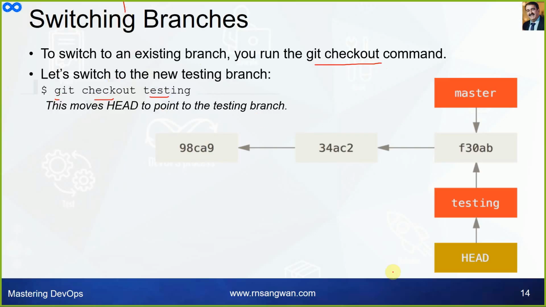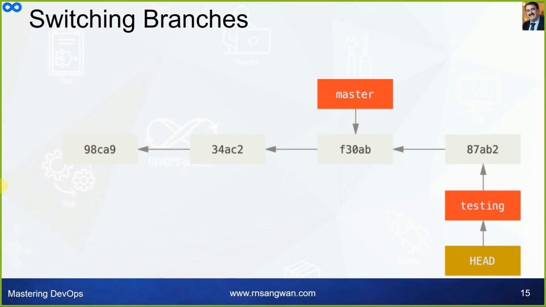So the head pointer will start pointing to testing now. From now onward, the testing branch will take its own independent path, its own journey. So you start committing here, and from here onward master will take its own journey and testing will take its own journey, both independently. Where you are working is decided by the head pointer. How do you decide where you are working? With git checkout. And this is where we are.